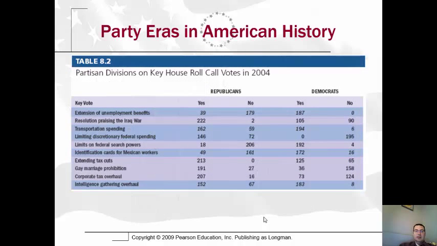So here's just kind of how some key votes in 2004 went, just so you can see how party ideology works in actual practice on certain policies. And so, in keeping with their political stances, they vote in the same way on those resolutions.